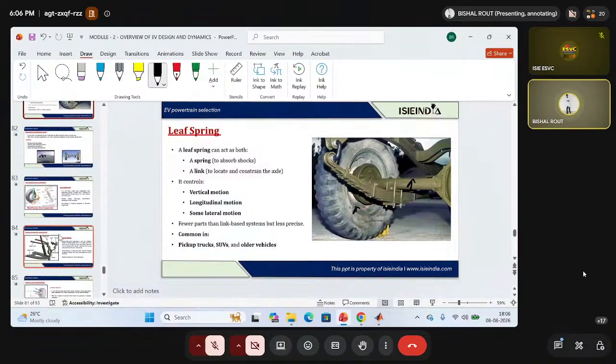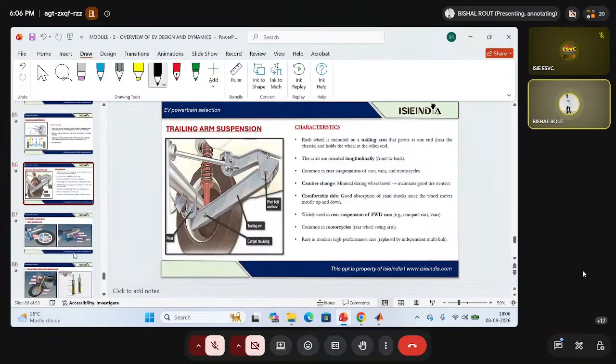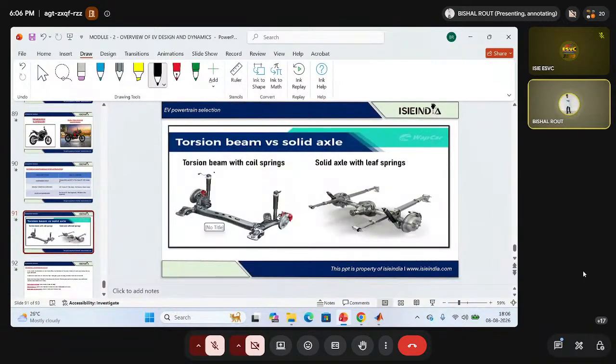But if I'm talking about a semi-independent suspension, the torsion beam, trailing arm suspension is a semi-independent suspension. You can see here, this torsion beam suspension is a kind of semi-independent suspension. In the MG Comet, you will find this suspension, and in the front you have a McPherson strut suspension. This is a solid axle with leaf spring. It is again a dependent kind of suspension, right?